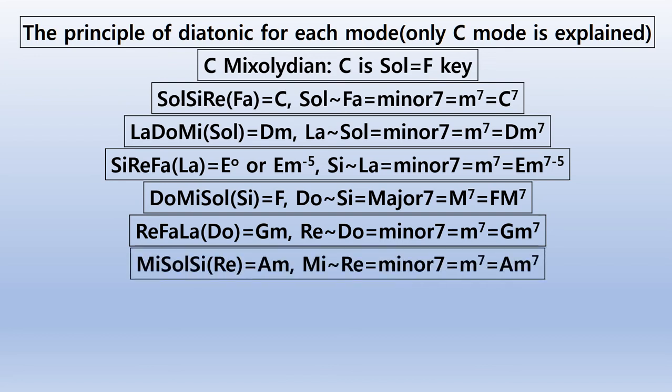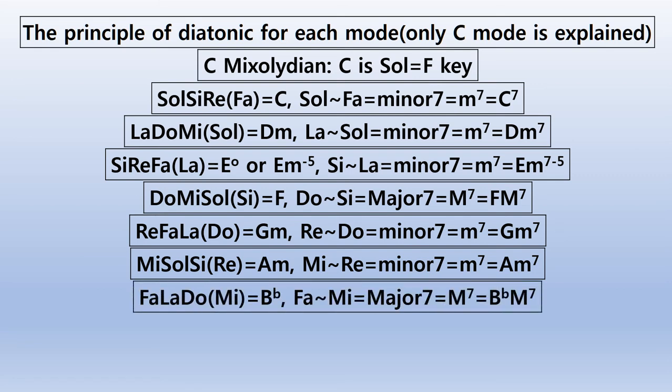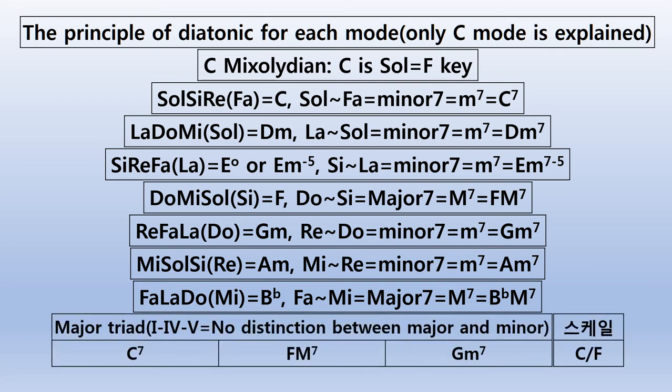The sixth Mi So Si triad is in A minor, and the upper note La is a minor seventh from Mi, so Mi So Si La is in A minor 7. The seventh Pa La Do triad is B flat, and the above note Mi is a major seventh from Pa, so Pa La Do Mi is B flat major 7. The main triad of the C Mixolydian is C7, F major 7, G minor 7, and the scale is C/F scale.